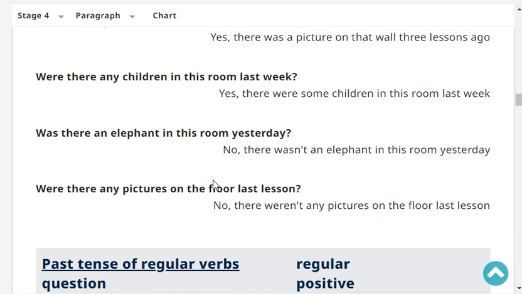Was there an elephant in this room yesterday? No, there wasn't an elephant in this room yesterday. Were there any pictures on the floor last lesson? No, there wasn't a picture on the floor last lesson.